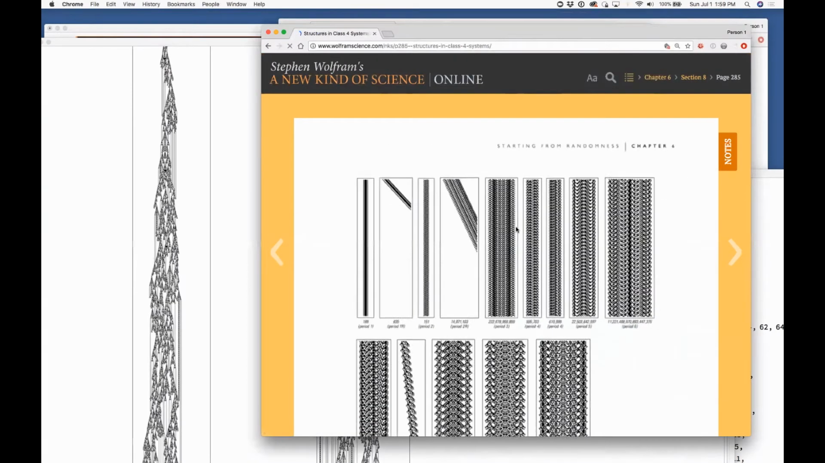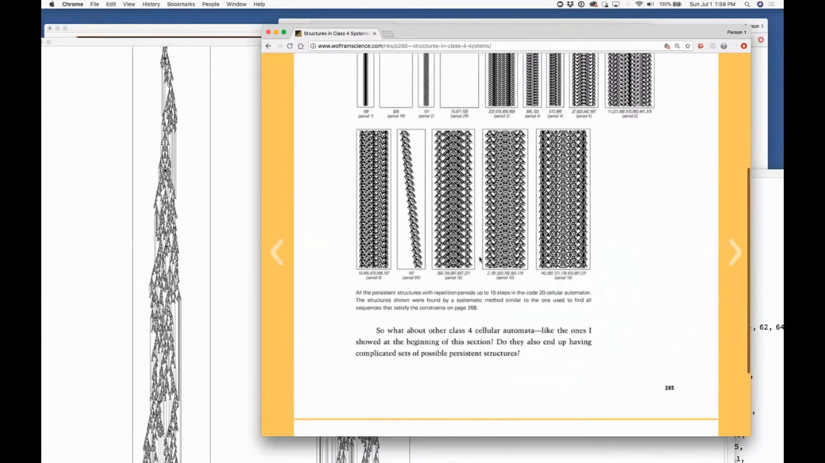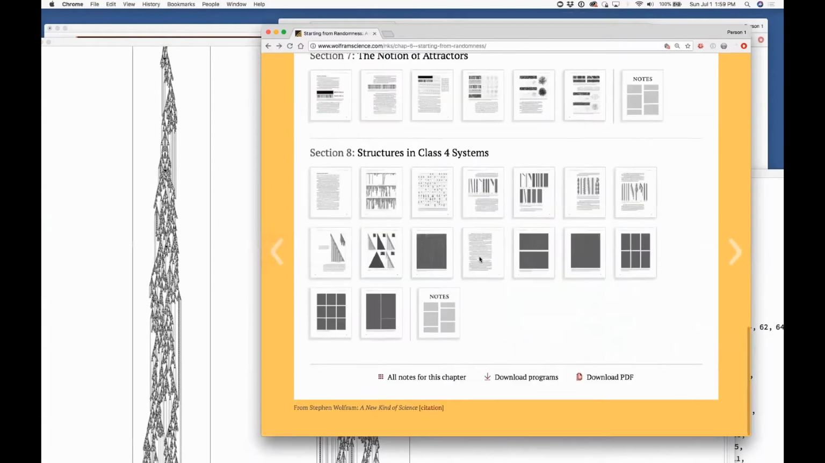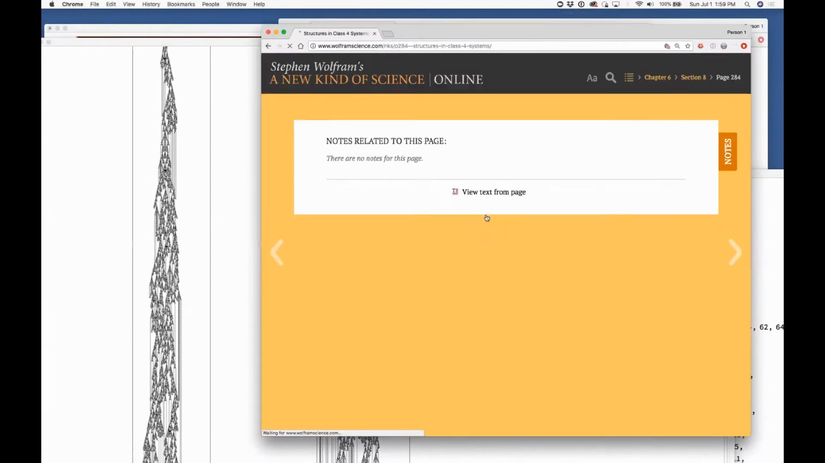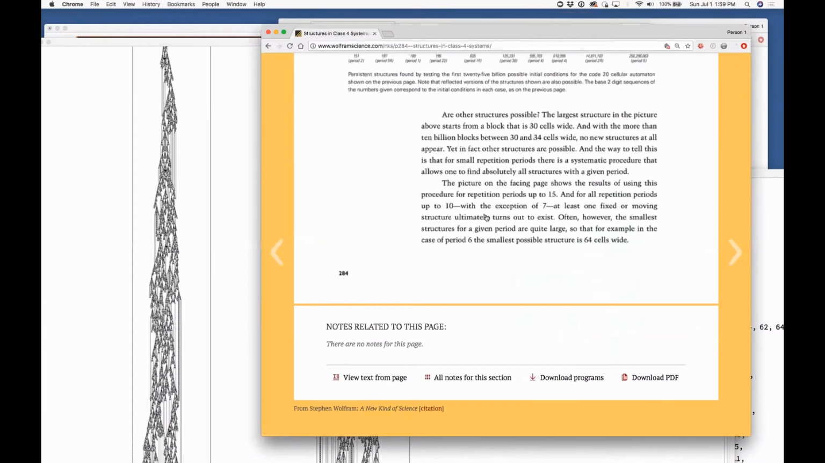I think here, these really big gliders, I had some systematic, what do you mean there are no notes for that page? How can there be no notes for that page? That's really weird. That seems like a bug in the online version of the book.